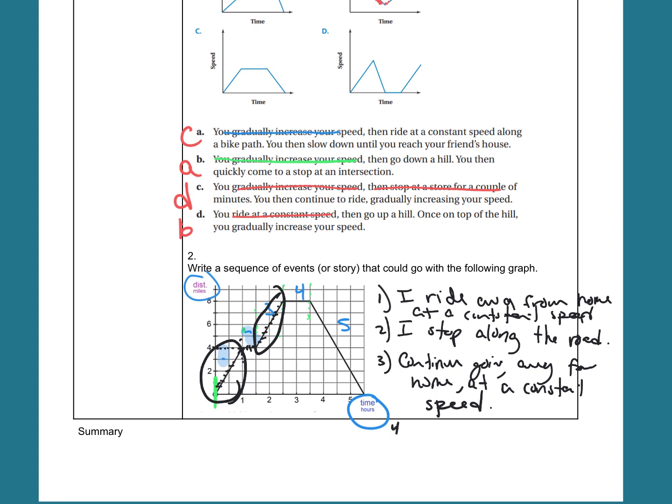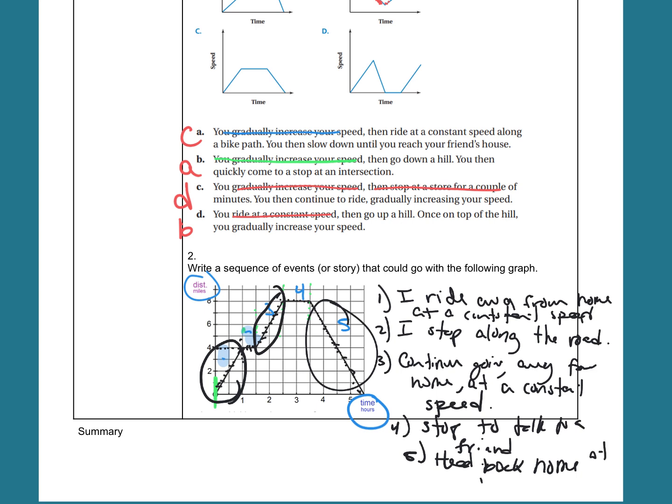Now in section 4, my distance is staying 8 miles away from home, so I'm stopped somewhere. So maybe I stop to talk to a friend. And then our last section there, I was 8 miles away, now I'm 6 miles away, now I'm 5 and 4 and 3 and 2 until I'm 0 miles away. So I head back home. And again, it's a nice straight line, so it's at a constant speed.